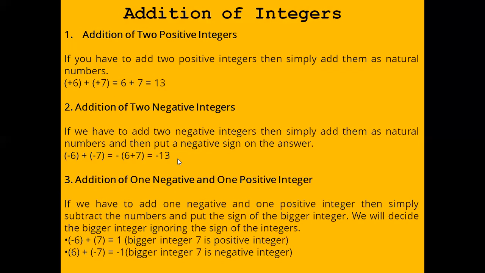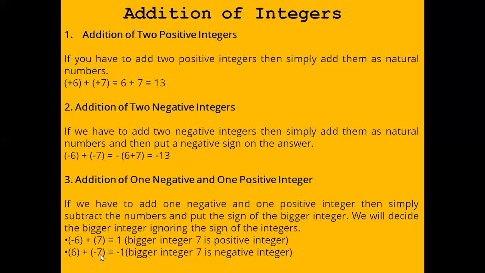Then third, addition of one negative and one positive integer. If we have to add one negative and one positive integer, then simply subtract the numbers and put the sign of the bigger integer. We decide the bigger integer ignoring the sign of the integer. Just see, -6 plus 7 equals 1. Bigger integer 7 is a positive integer. That's why we put positive 1.